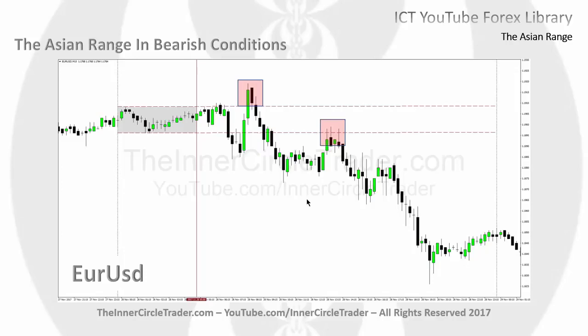Draw the levels on as I taught. By taking the time to draw this out manually and reminding yourself, it may even be worth taking the time to type out a notation in this area here, to not focus on the movements below the Asian range. Focus primarily on a move above the Asian range high when we're bearish, and or if we break below the Asian range after midnight, wait for a retest in the form of a resistance.